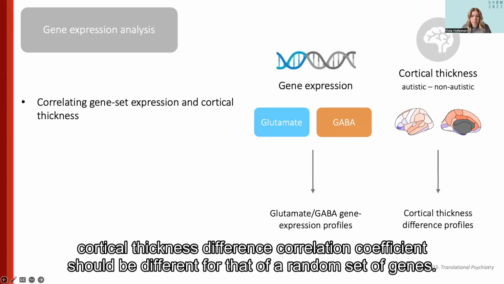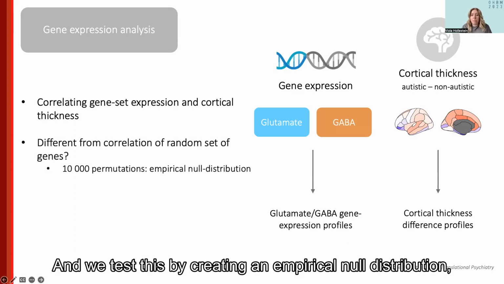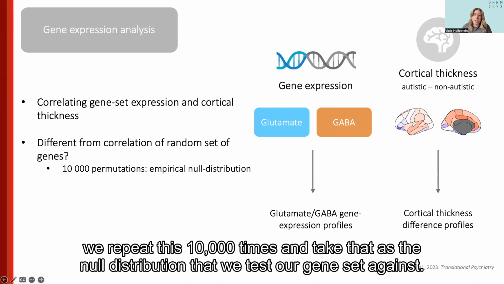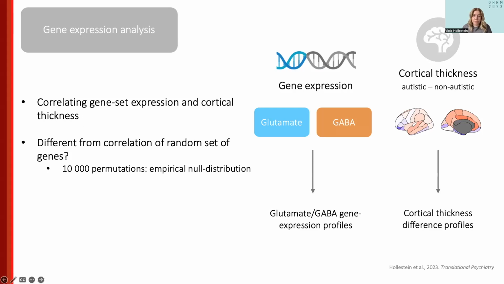random set of genes. And we test this by creating an empirical null distribution, taking a random set of genes that is the same size as the gene set that we are testing. We repeat this 10,000 times and take that as the null distribution that we test our gene set against.